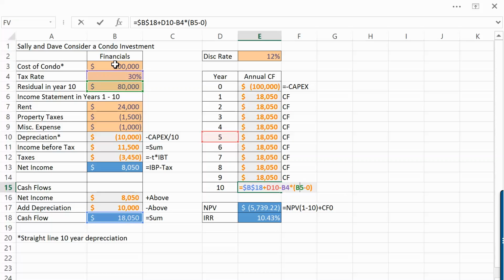So let me look at my formula here. I take my normal 18,050. I'm going to add my $80,000. I'm then going to subtract the taxes, 30% on the sale price, $80,000 minus the book value. So I have $74,050. So now the fact that this property is going to be worth $80,000, I am getting a 16% return, or a $20,000 NPV.